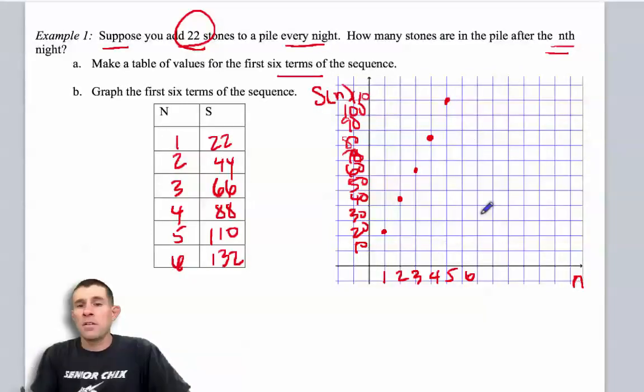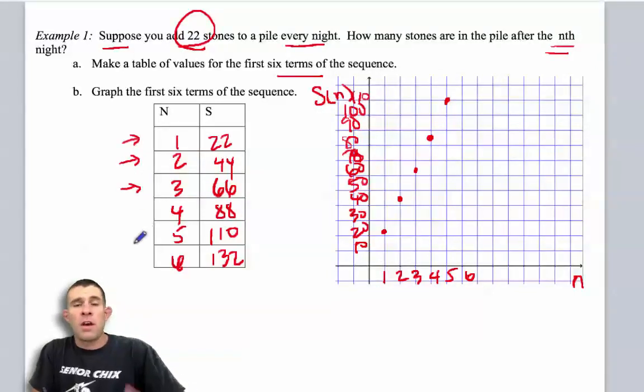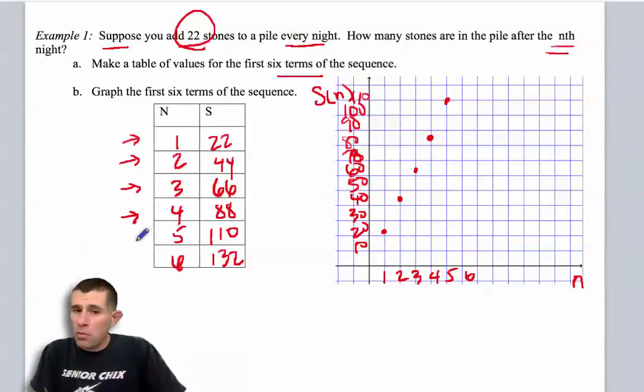Now, this is a discrete graph. Remember, there's not going to be a continuous line here because our inputs are whole numbers. Our term numbers, which were the values for n, were represented by whole numbers, or the counting numbers in this case, and therefore there are no values in between 1 and 2. They're just discrete values here.